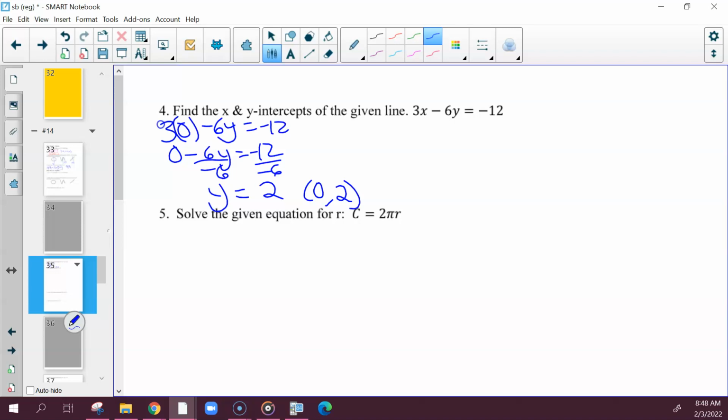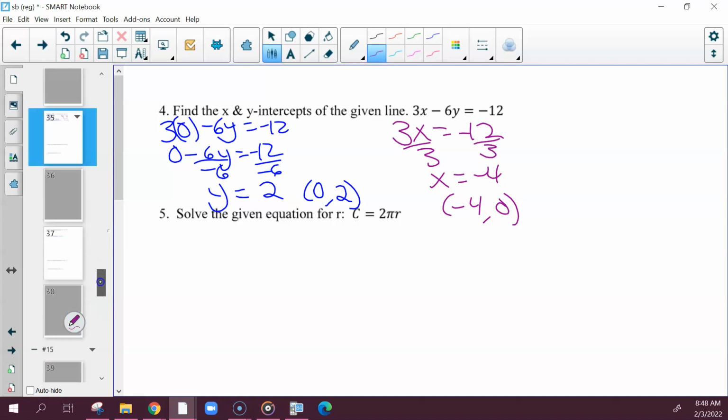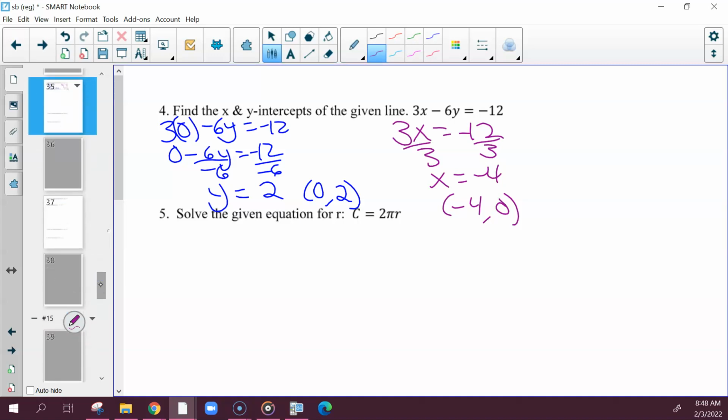Then we could do the same thing to find our x-intercept. If you know that the term you put 0 in is going to disappear, you could skip to this step. So I know I'm putting 0 into my y term, it's going to disappear, so I could just start here. You could still do this process, but you don't have to. So that ordered pair would be negative 4, 0. Questions on that?